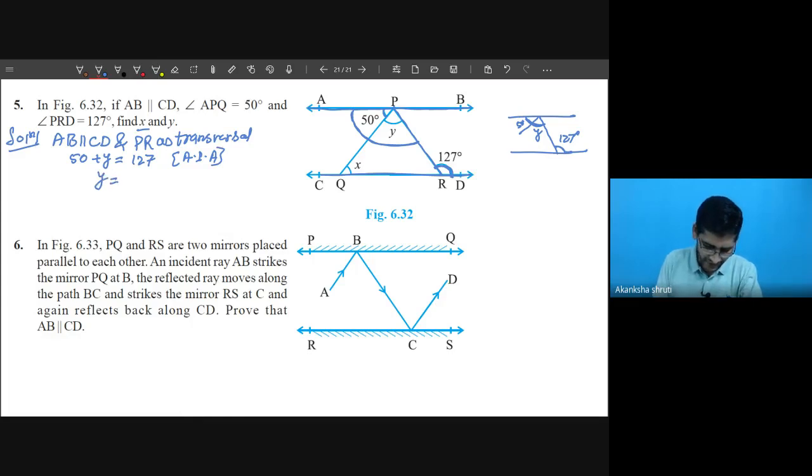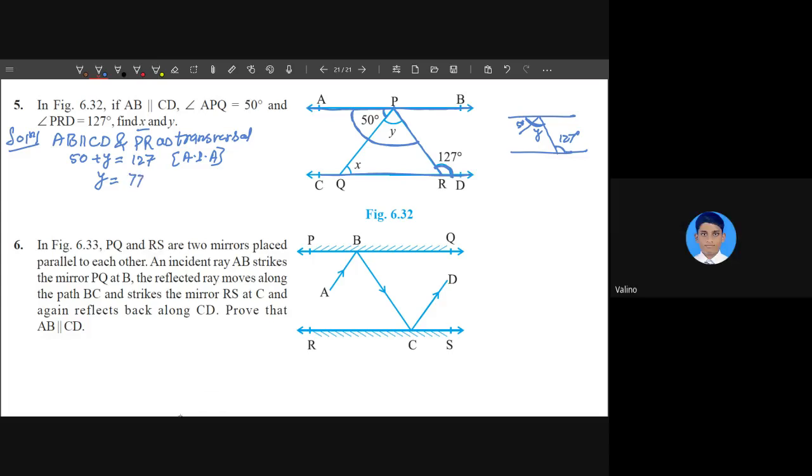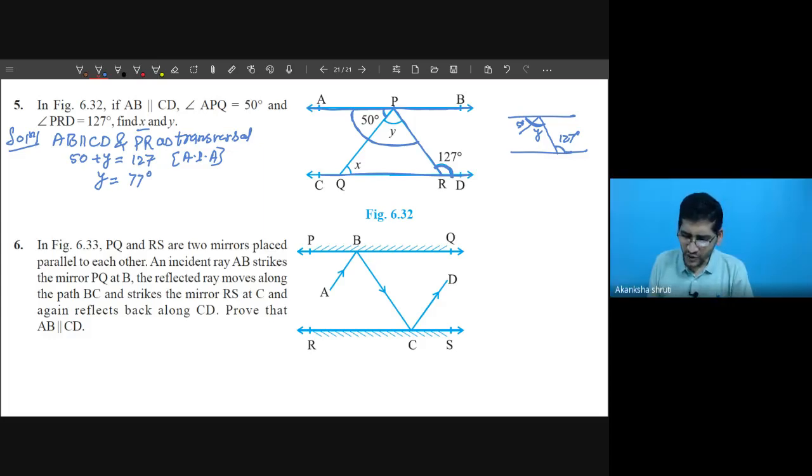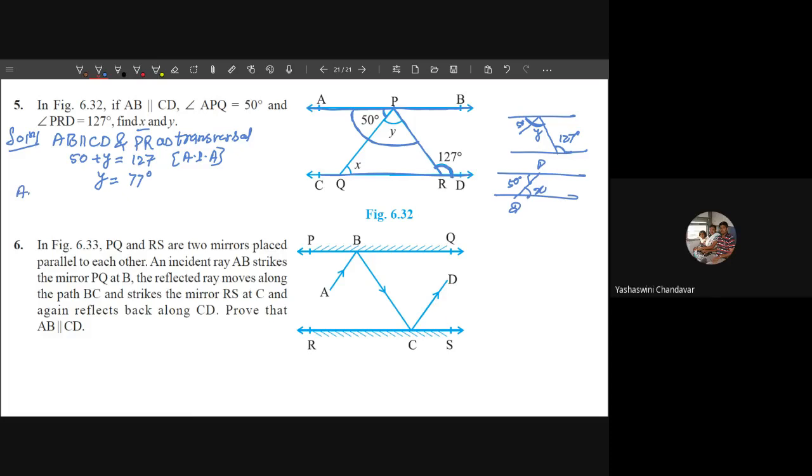So from this, y can be calculated. What is the value of y? You have to subtract, so it becomes 77 degrees. X will be 50 degrees, alternate interior angles. After knowing this, again we have to observe very carefully. When PQ is taken as the transversal, this is 50 degrees, so this will also be X. Right? It's 50 degrees, again an alternate interior angle.